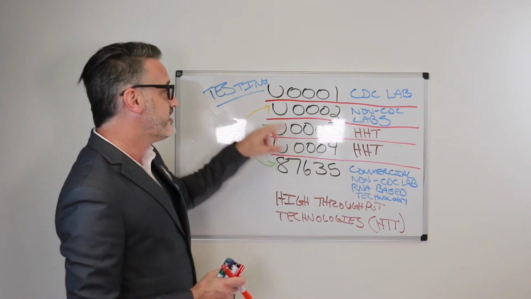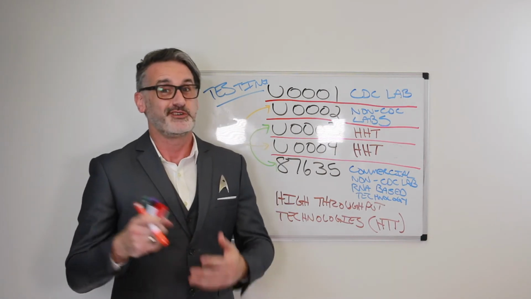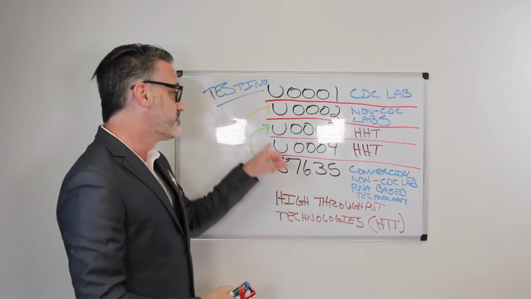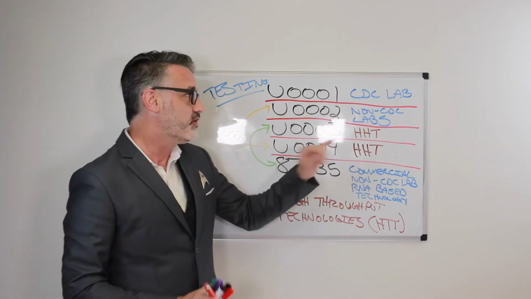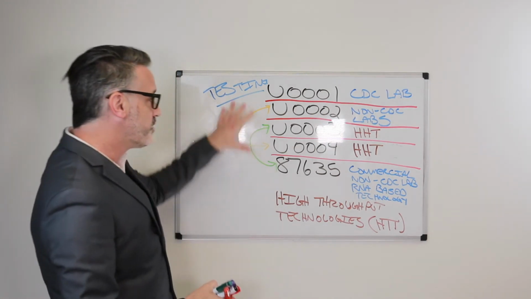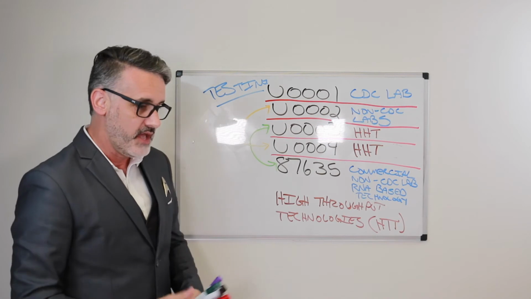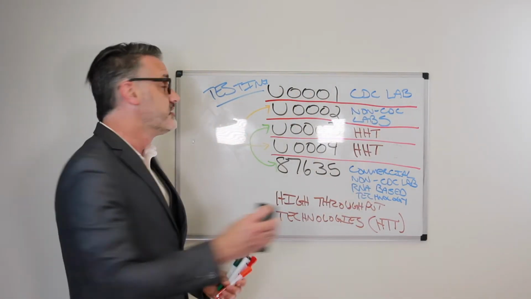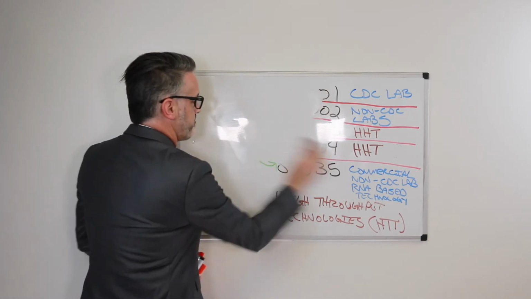Or instead of the U0002 code, for the non-CDC based, we would use U0004 if it's the high throughput technology as well. And so all in all, we have the 5 different codes based on conducting the lab test for COVID-19 testing.